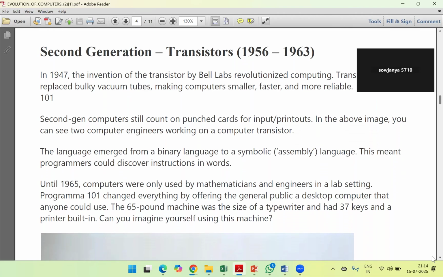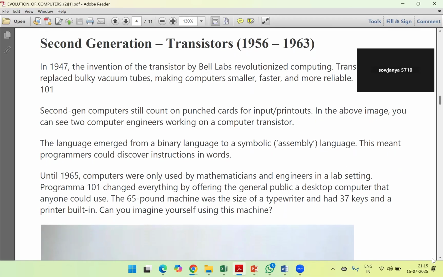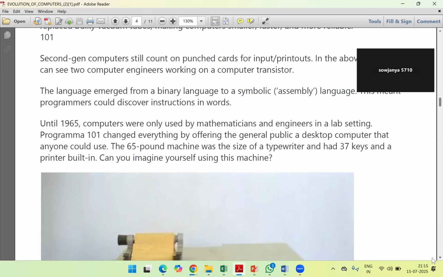Second generation computers still relied on punched cards for input and output. In the above image, you can see 2 computer engineers working on a transistor computer. Now the language moved from binary language to symbols. What is that? Assembly language. This meant programmers could write instructions in words. In the first generation, we used machine language. Now binary language is converted to assembly language, where instructions are developed in words, which is also called low-level language.